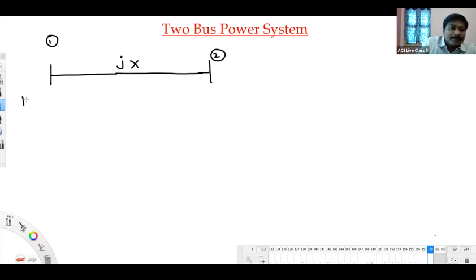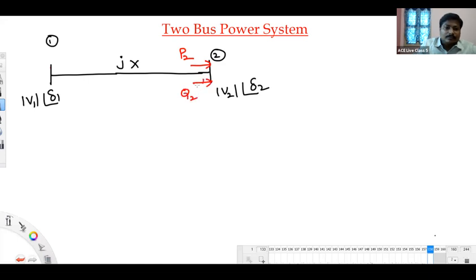Bus 1 voltage is mod V1 at an angle delta 1. Bus 2 voltage is mod V2 at an angle delta 2. So let's say the real power injection to this bus is P2, and the reactive power injection is Q2. Real power injection I am showing as P2, reactive power injection I am showing as Q2.